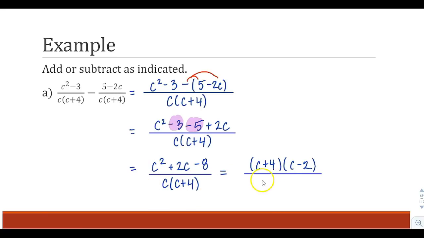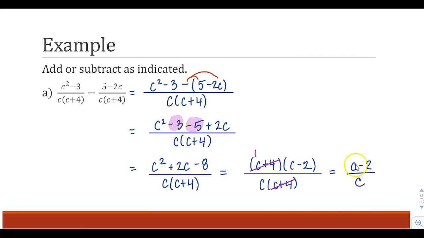And now we have in the denominator our c times c plus 4. So now we have factors that can cancel. So c plus 4 over c plus 4 is simply 1. So we can cancel c plus 4 and c plus 4. Those become just 1. So what we have left is that 1 times c minus 2, well, that's just c minus 2, all over c. And this is as simplified as I can get.